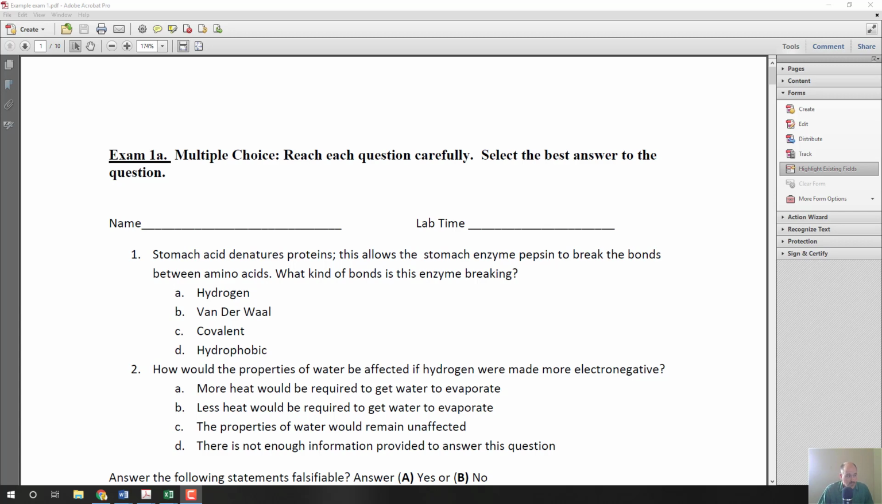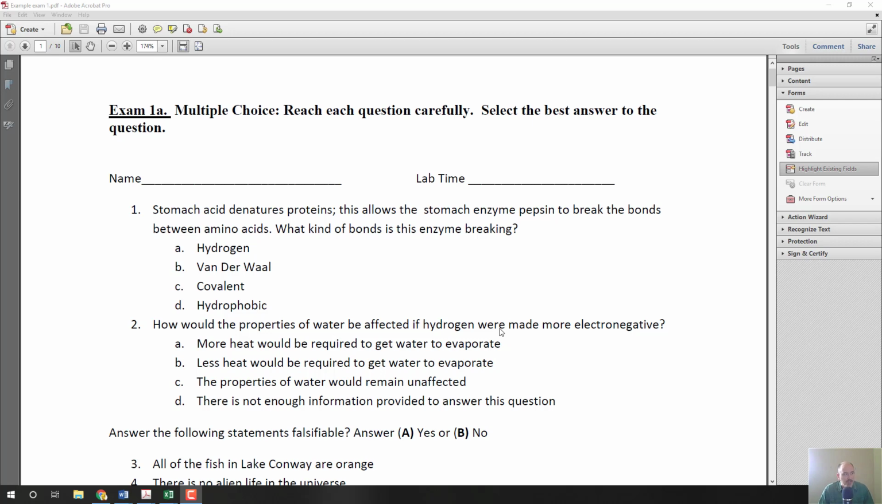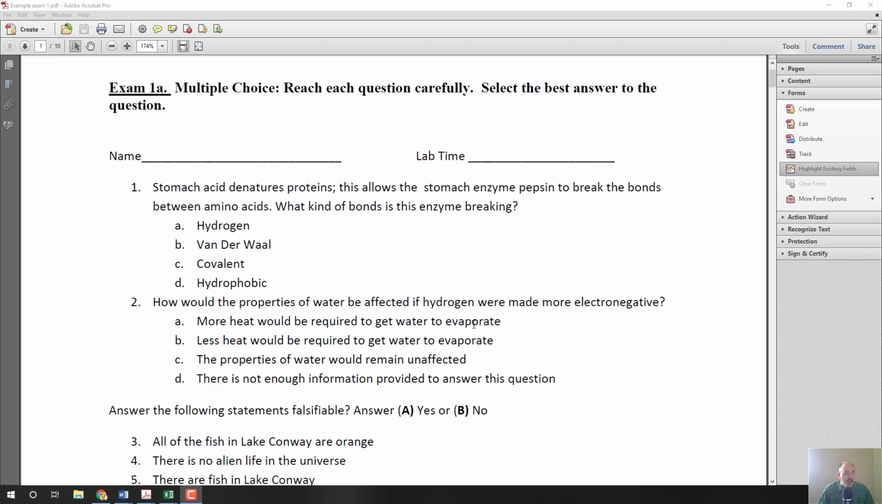Now, the first question. Stomach acid denatures proteins. This allows the stomach enzyme pepsin to break the bonds between amino acids. What kind of bonds is this enzyme breaking? When you're denaturing proteins, they open up, and you're going to break the bonds between amino acids. Essentially, you're breaking covalent bonds at that point. If you are breaking those bonds between amino acids using an enzyme, that's a covalent bond. More specifically, that would be a peptide bond, which you're expected to know the name of, right?